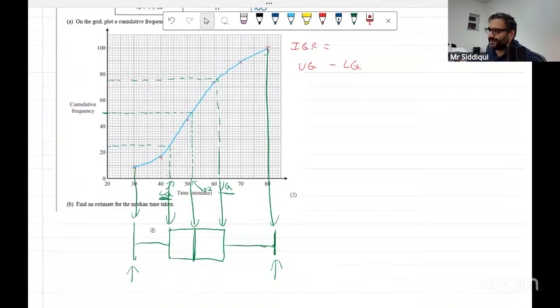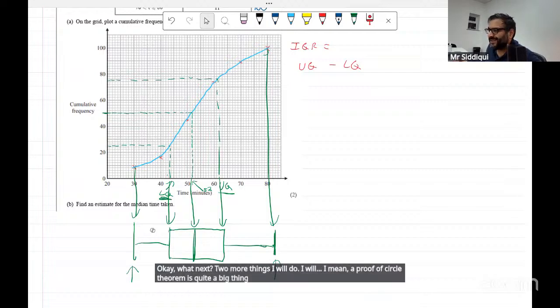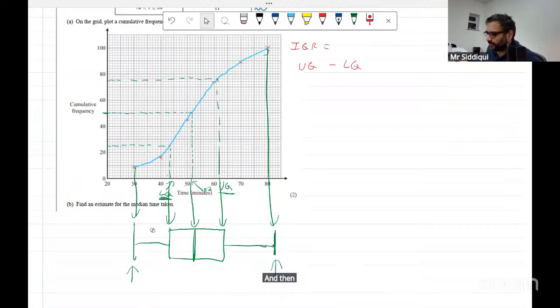Okay, what next? Two more things I will do. A proof of circle theorem is quite a big thing, but I'll do one of them just to give you an idea, a flavor of what kind of thing you're meant to have. And then iteration I won't do, but I think iteration and functions basically means the same thing, by the way.